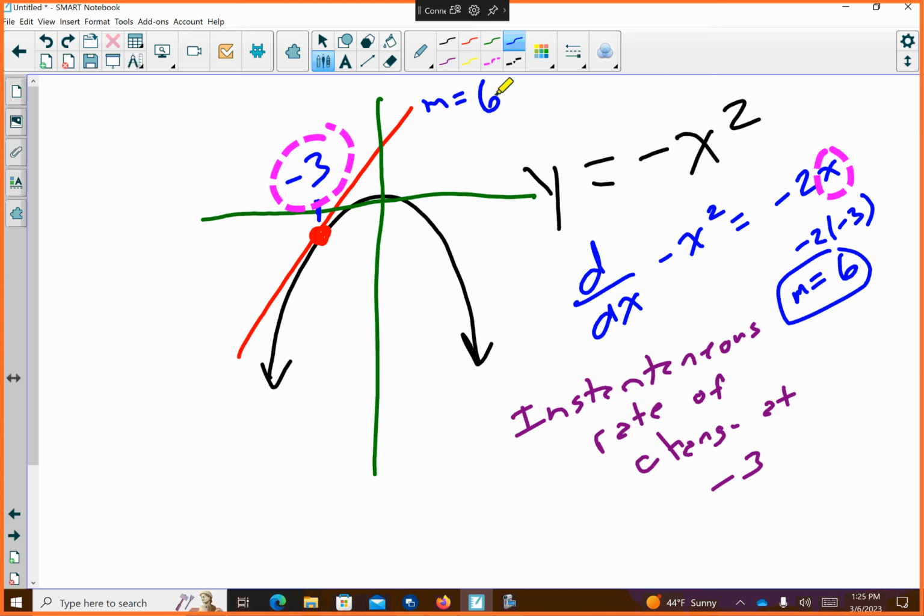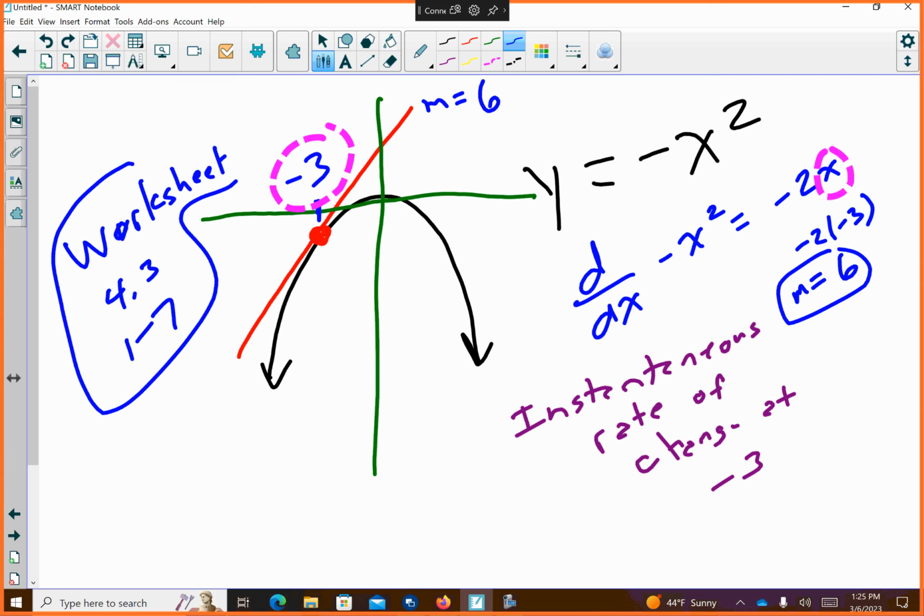All right. I think you could do a worksheet. Let's start on it. Worksheet 4.3. And I bet you can do 1 through 7. I'll give you the rest of the period to work on it and go from there. Cool? I'll stop recording there.